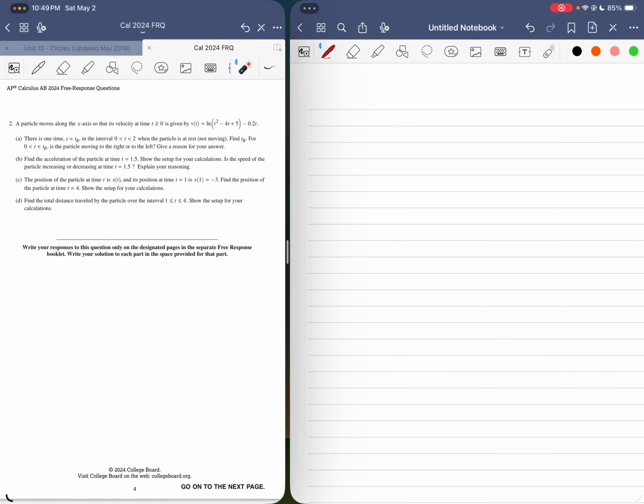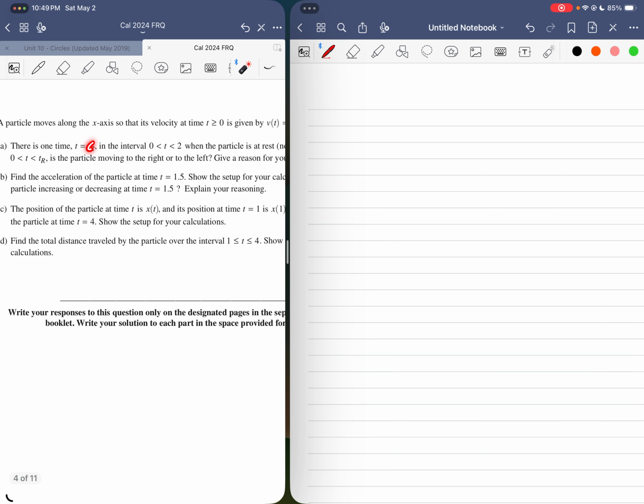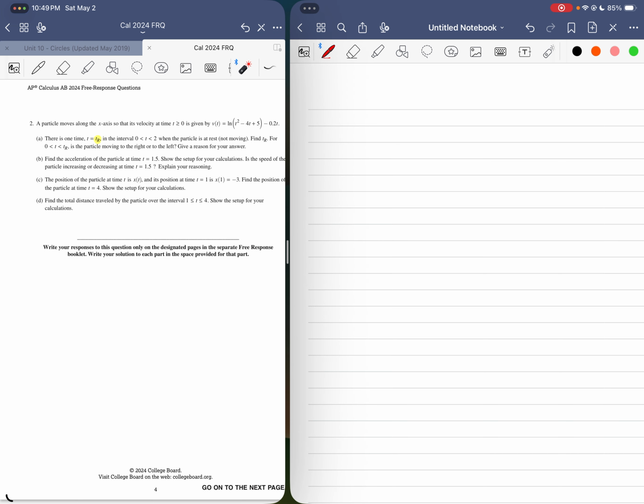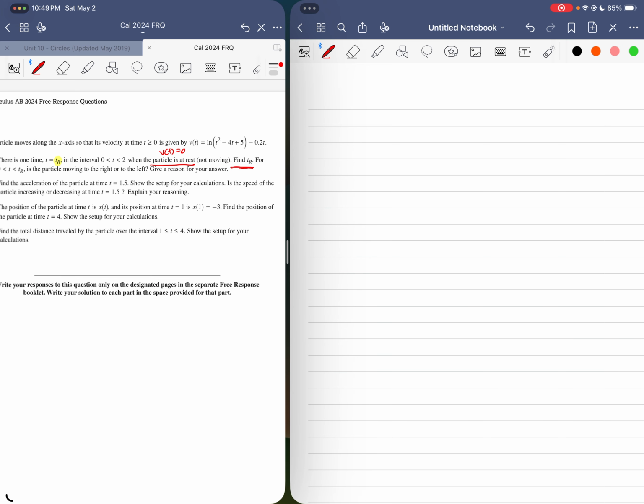Number 2 says a particle moves along the x-axis so that its velocity at time t greater or equal to 0 is given by v of t. So that's a velocity. Keep that in mind. There's a time t of r. They use t of r for no reason because it looks complicated, but it's not. There's one point between 0 and 2 where the particle is at rest, which means v of t equals 0. Find t of r. So we're going to find when this velocity is equal to 0.